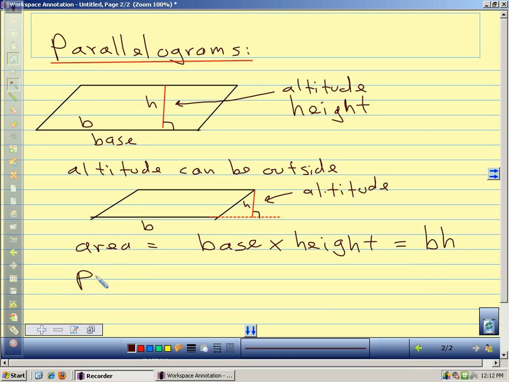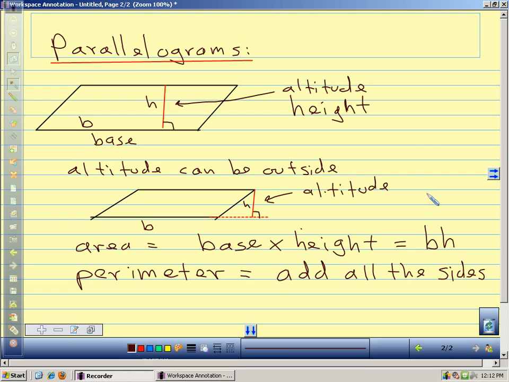And our perimeter, we don't have a special formula for the perimeter of a parallelogram, but we can always just add all the sides. So there's our formula for parallelograms. So we have a few of our formulas filled in on our flip book. Any questions on parallelograms?